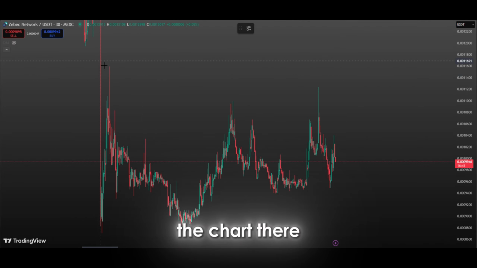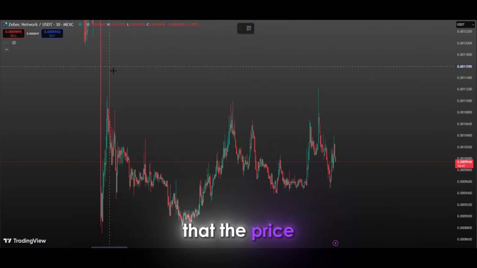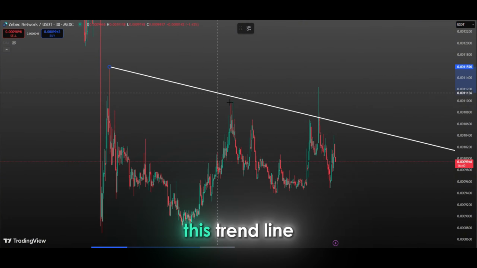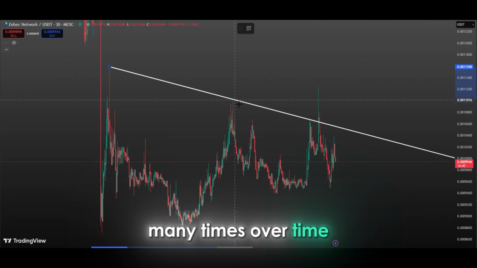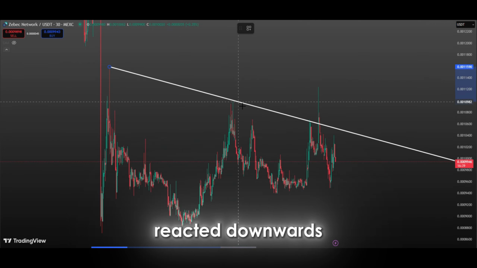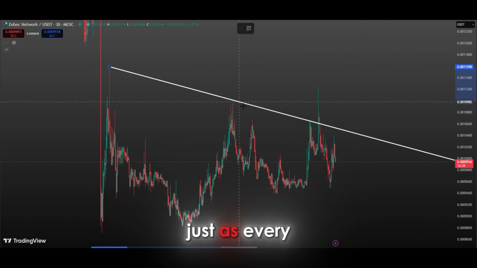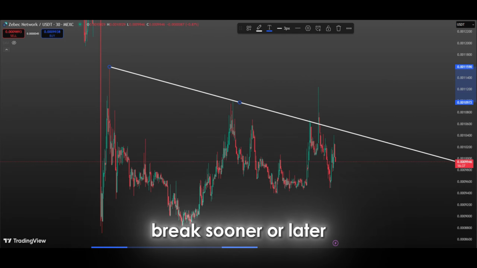Looking at the chart, there is a clear downtrend structure that the price has been in for a long time. This trend line has been tested by the price many times over time, and each time it has come into contact with it, the price has reacted downwards. However, it's important to note that just as every trend line has a breaking point, this trend has the potential to break sooner or later.